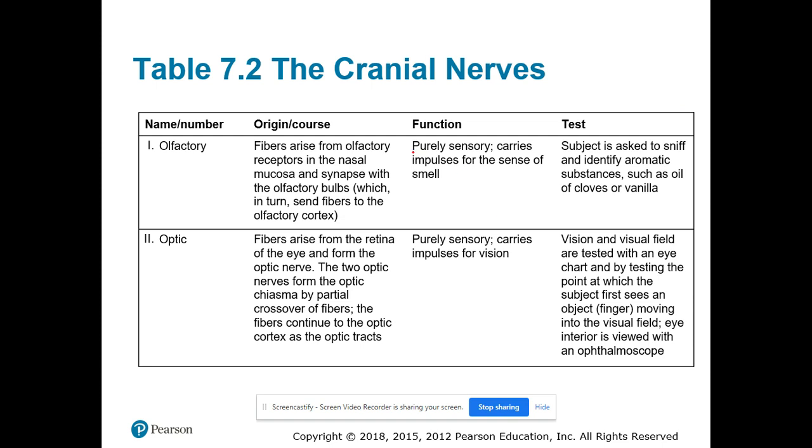Please know that this is one of your ones that is purely sensory that we labeled in the other slide, and it's for smell. Optic, again, this is our second one that is purely sensory, and this is for our vision.